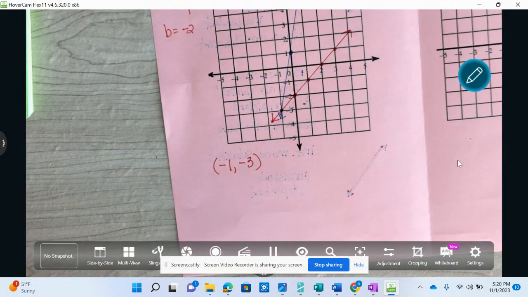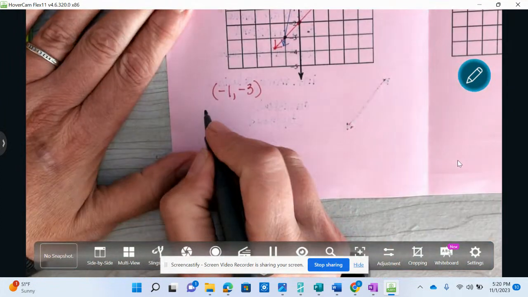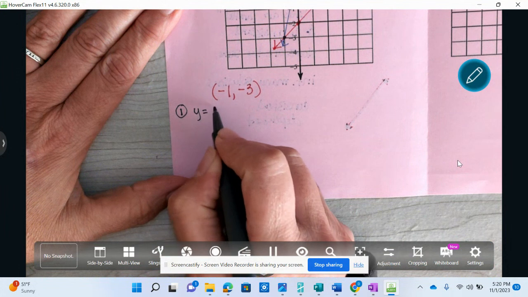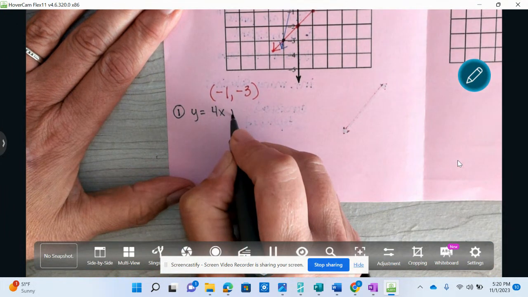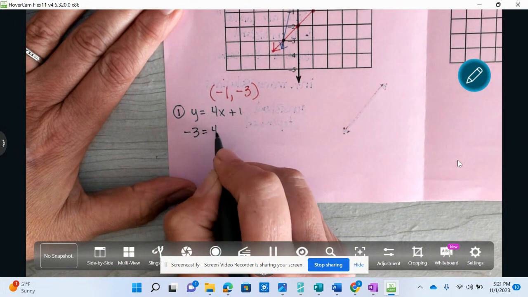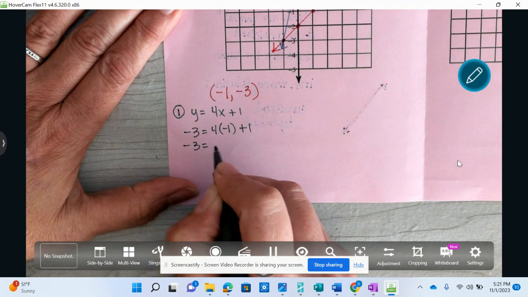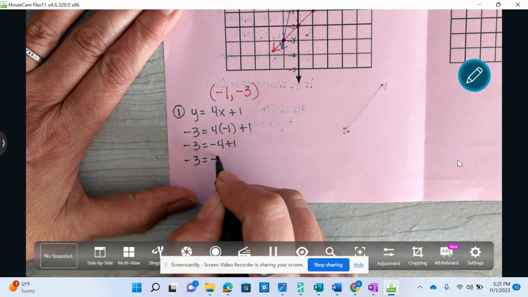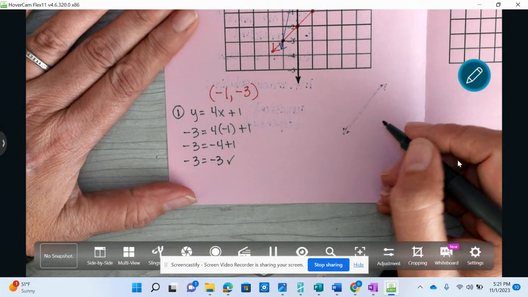Now remember, every time you solve a system, you need to check your solutions. So equation number 1, y equals 4x plus 1. Y is negative 3 equals 4 times negative 1 plus 1. Negative 3 equals negative 4 plus 1. Negative 3 equals negative 3. So this solution works for the first equation.